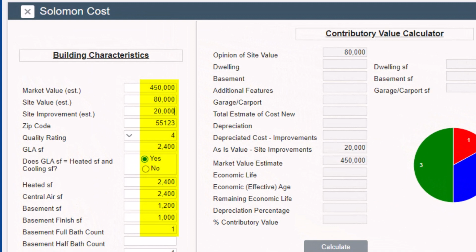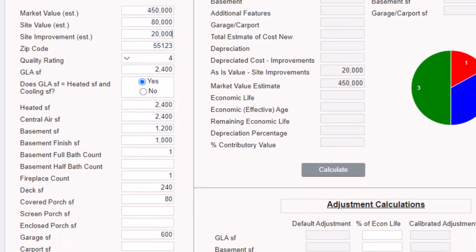Continue by entering site value, as-is value of site improvements, zip code, quality rating, GLA, central air, basement square feet, total area of the basement, and basement finish square feet. For houses without basements, the GLA numbers include a foundation, either slab or crawl space. Basement baths are not included in the basement finish numbers, so add full and half bath counts. GLA does include baths that vary with quality rating.